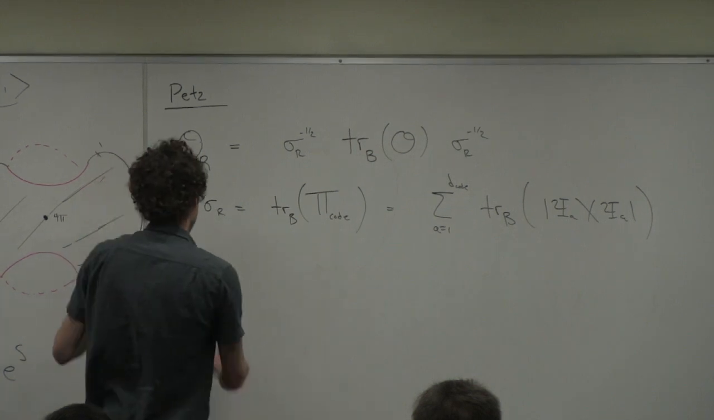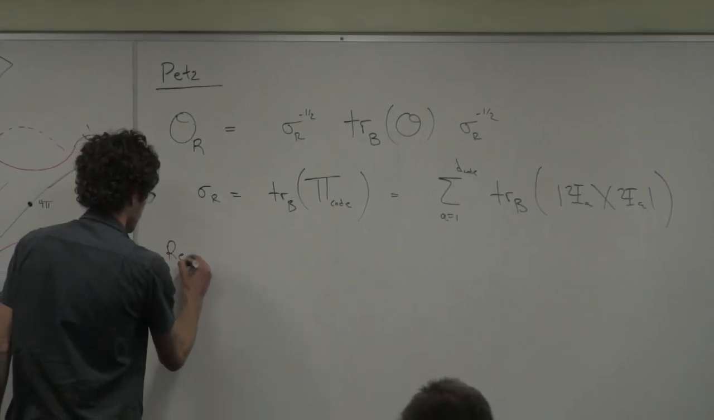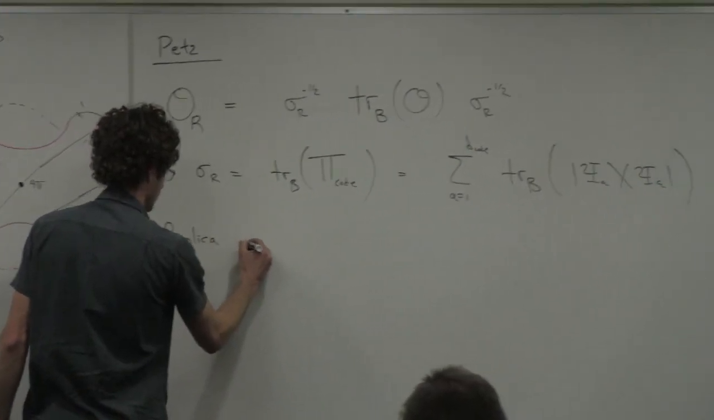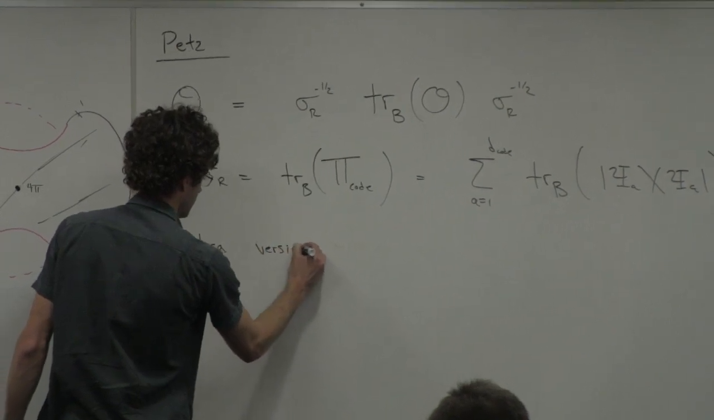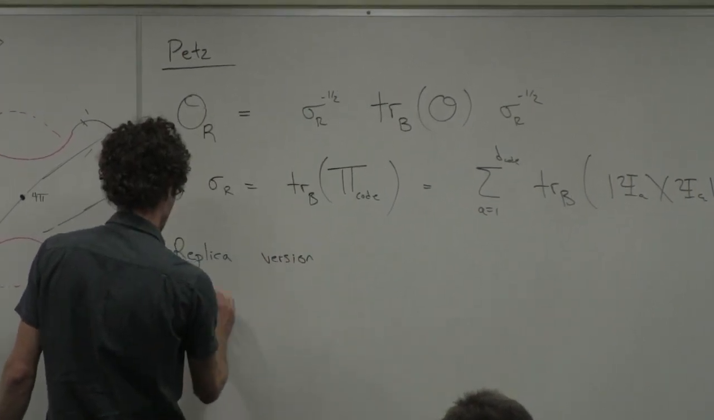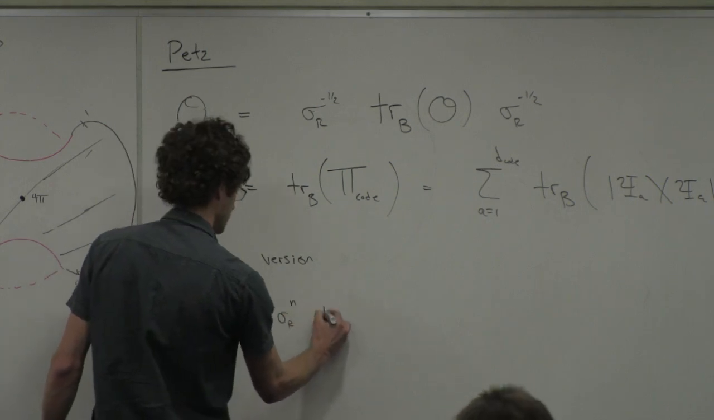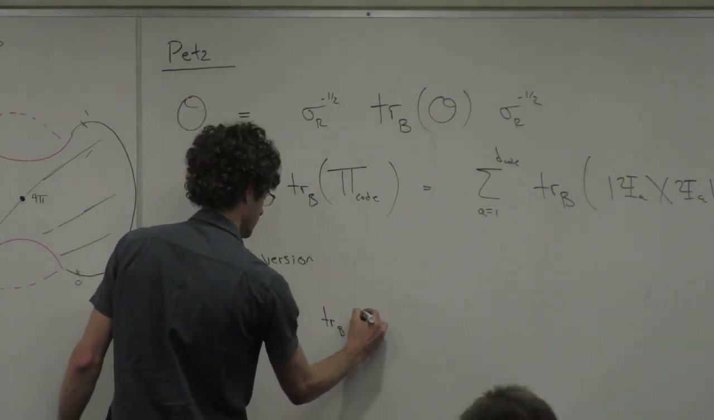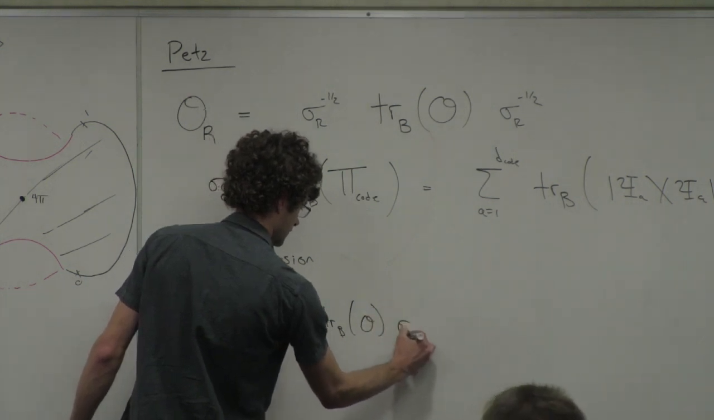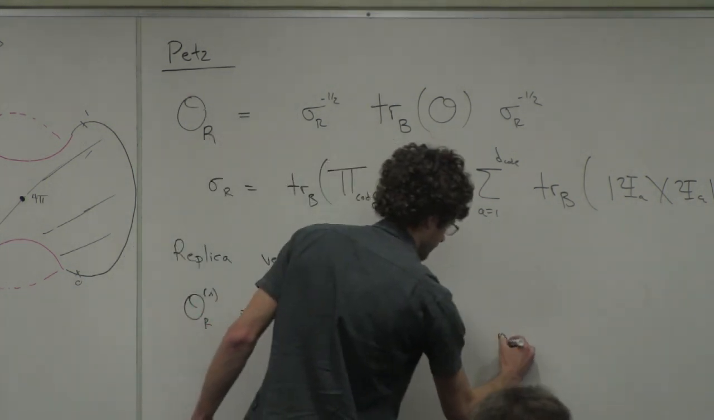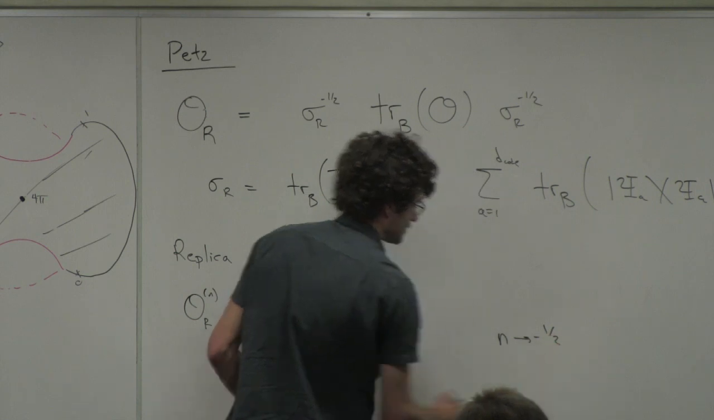Okay, so to compute this thing, what we're going to do is a version of the replica trick, where we define an O_R with an index n as sigma R to the n, trace over B of O, sigma R to the n. And we're going to be interested eventually in the limit n goes to minus 1/2.